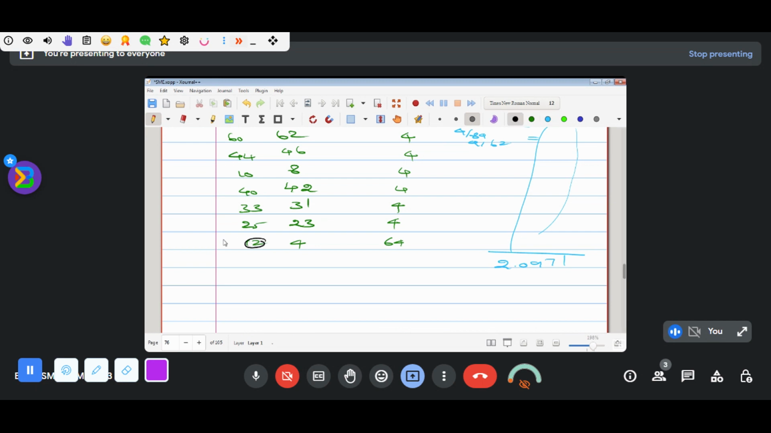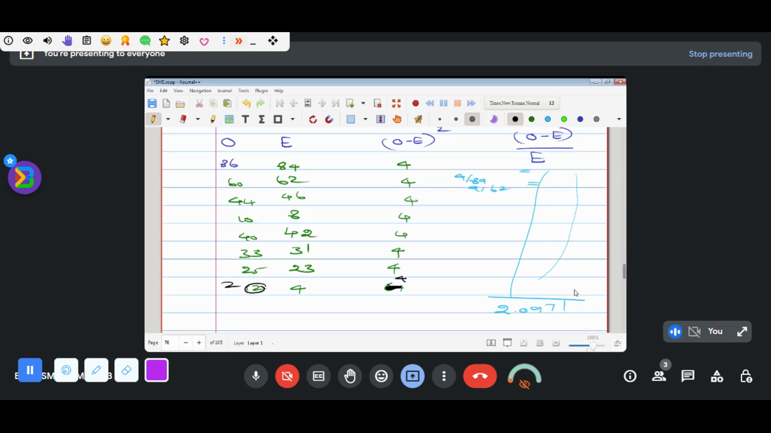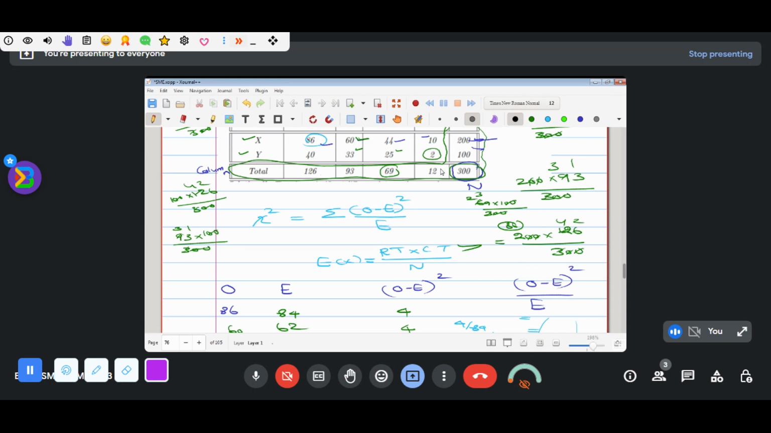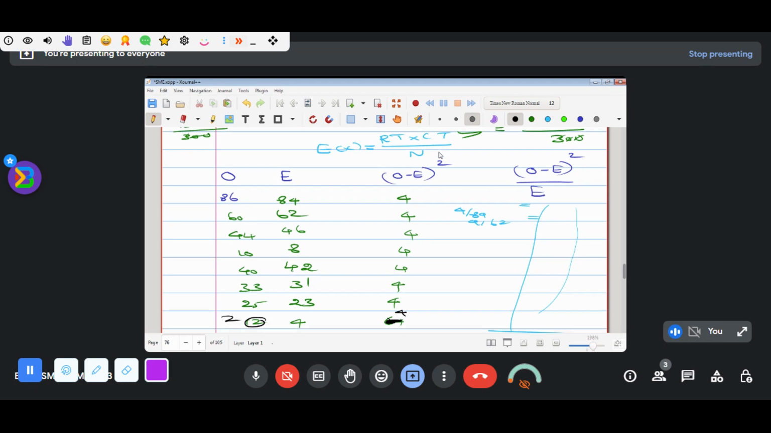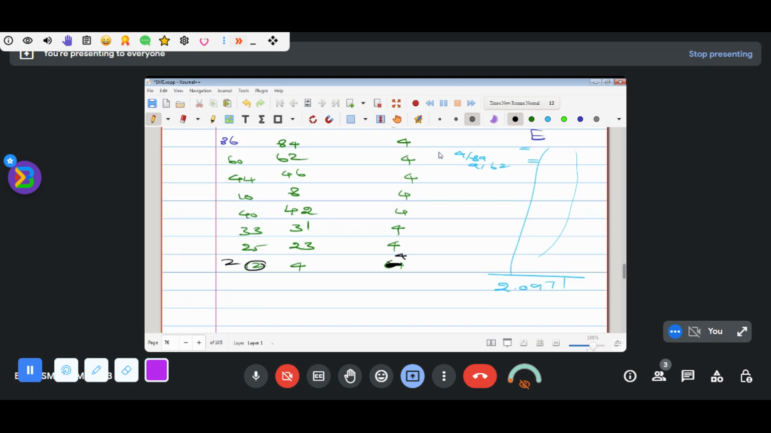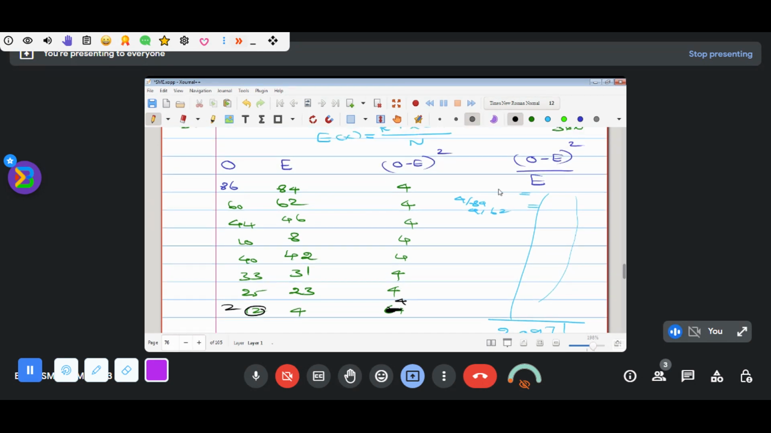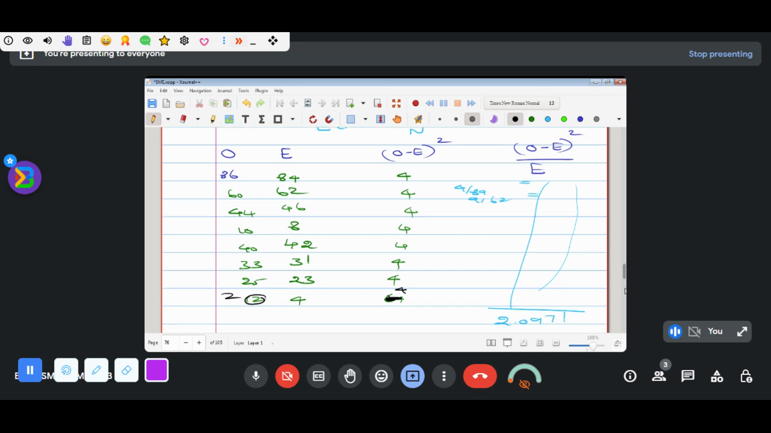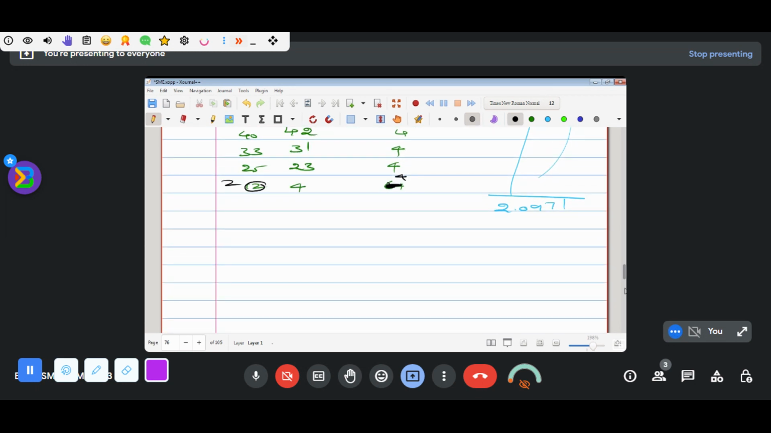This is not 12, this is a 2. Because 12 is a column total, and 2 is this value only. Therefore, the observed value is 2 and the corresponding expected value is 4. Therefore, 2 minus 4 is 2 only, and 2 squared is 4 only. Similarly, we can find this calculation, and the end result is 2.0971. This is called the calculated value.